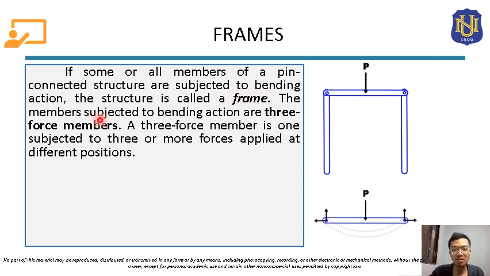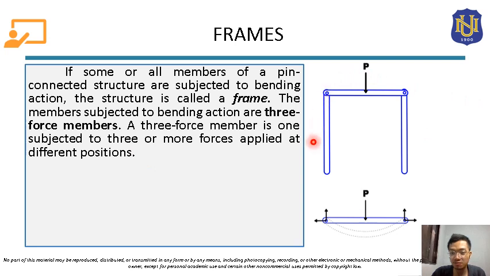So the members subjected to bending action are three force members. In trusses, the members are called two force members just because there are only two forces acting on the members. Here in frames, the members subjected to bending action are called three force members. A three force member is one subjected to three or more forces applied at different positions.